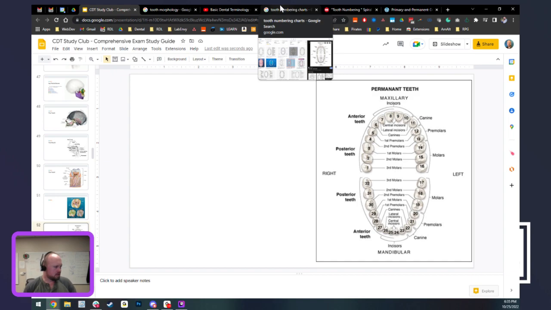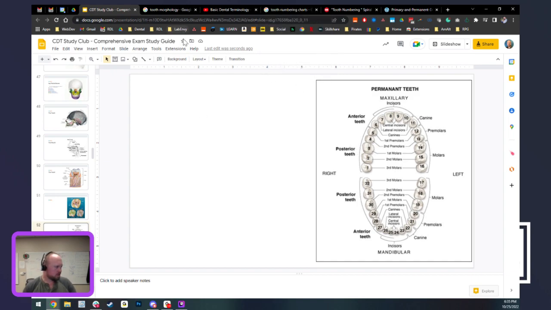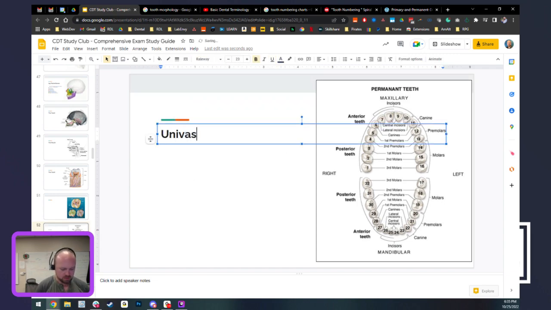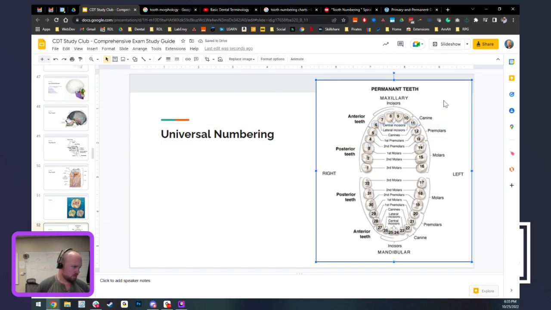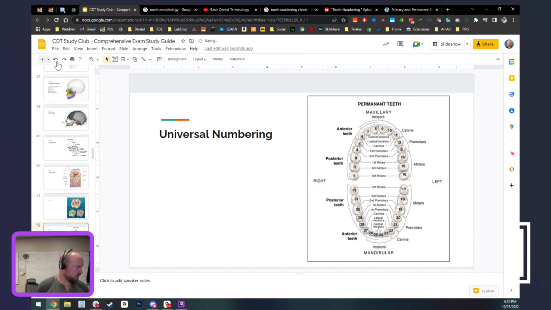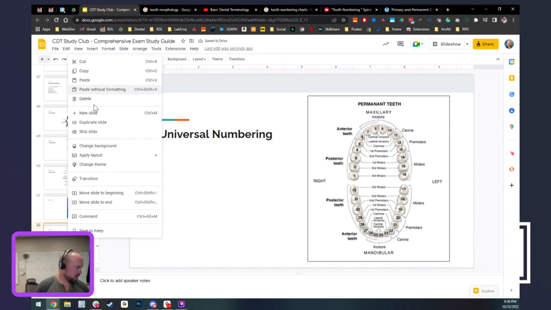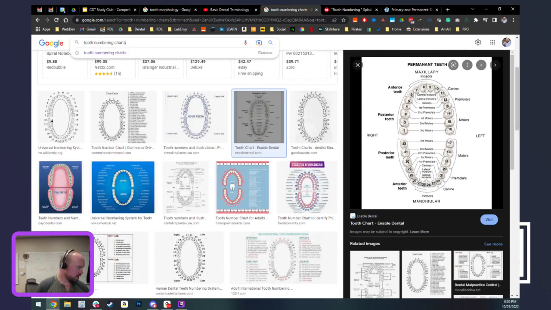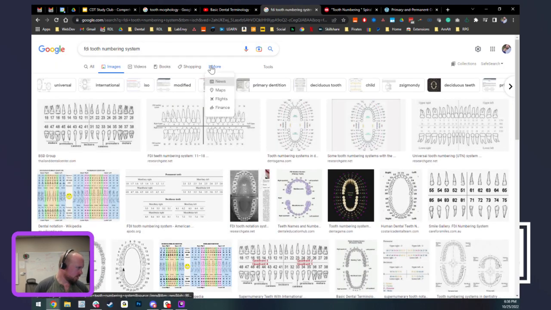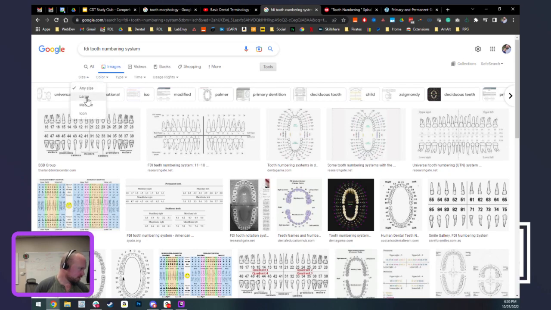And then this is the universal numbering. So we could change this to title only, and we'll call this universal numbering. And then we're going to shrink this image down, apparently, because it's too big. Okay. So we'll click that, and then we're going to duplicate this slide. And we're going to go up here and say FDI. And let's talk about the difference between these two.